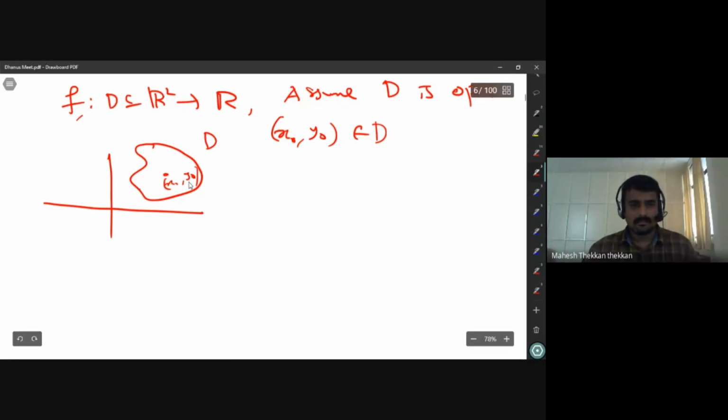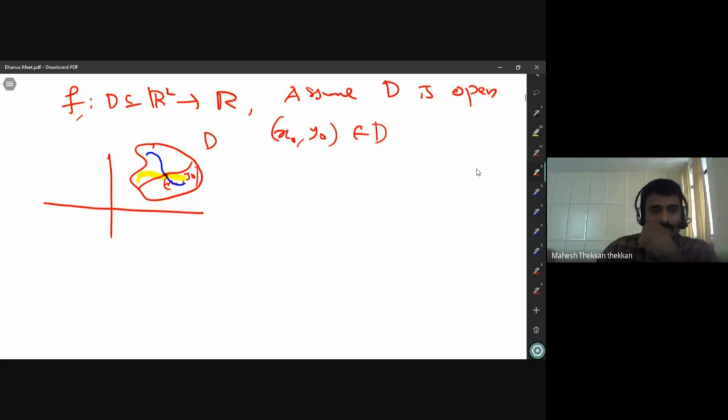So first I will consider some curve. I say this is one curve, and I will take another curve. This may be another curve, and I can take some other curve like this. Like that you can have different curves. Along those curves, we will approach this point (x naught, y naught). I call this curve one, maybe this blue one.